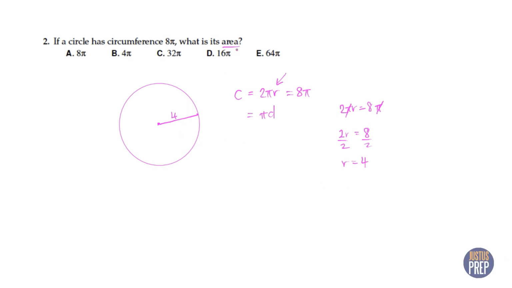Now we can solve for the area. We did this in the last problem. The area is pi r squared, so that's pi 4 squared. So the answer here is 16 pi. The answer is D.